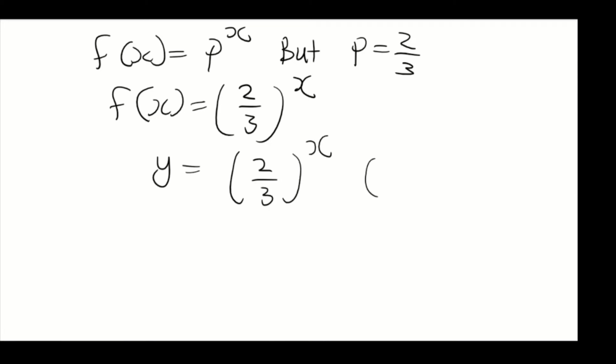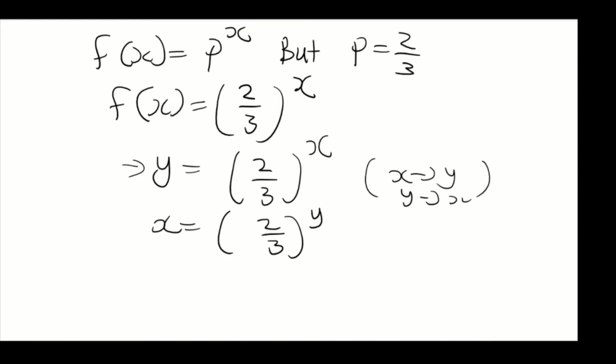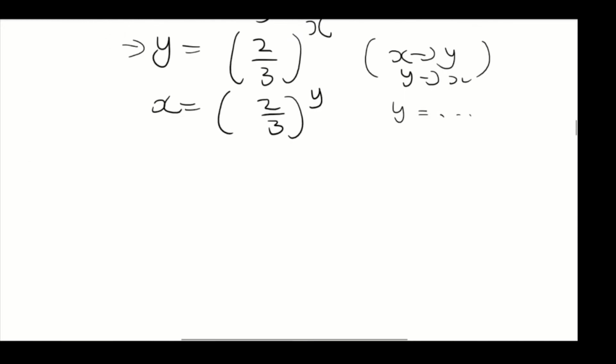Then we swap the x and the y, so where there's y we write x. Meaning x equals 2/3 to the power of y. Then we know very well that we need to write y equals. For us to write y equals, we need to solve this using logs, right? So note that this is our base, and this is our exponent.